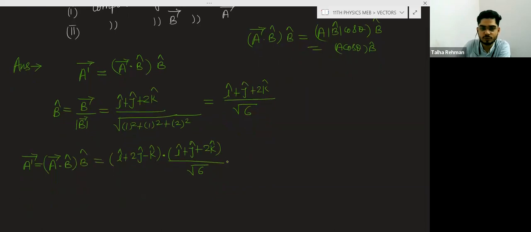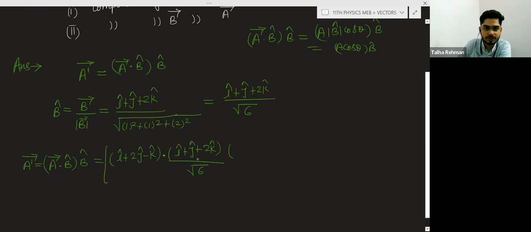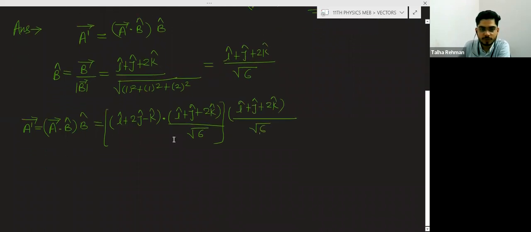And here there is one more vector, that is b cap vector again. This is a vector dot b cap vector. Take this in the bracket. And here again you will write this b cap, this i plus j plus 2k, divided by root 6. Now take the dot product. So root 6 and root 6 will be multiplied, and this will become 1 by 6. Now multiply this vector.